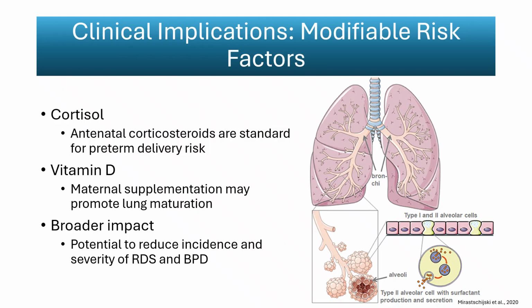Together, these interventions highlight a broader principle. Optimizing the hormonal and nutritional environment before and after birth reduces both the incidence and severity of surfactant deficiency, respiratory distress syndrome, and bronchopulmonary dysplasia. Clinically, recognition of modifiable influences allows targeted prevention, not just treatment, of neonatal respiratory disease.